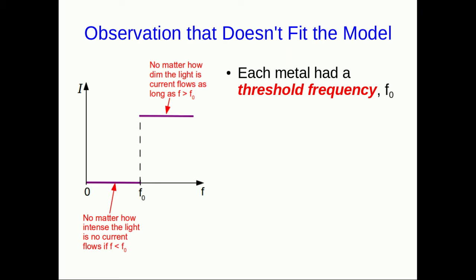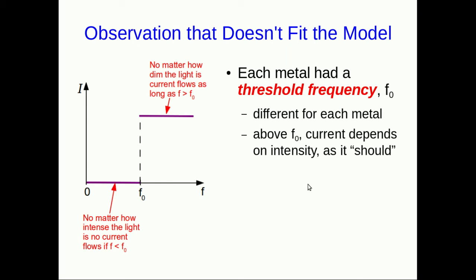Now we come to an observation that just doesn't fit this wave model. It was observed that every metal had a threshold frequency that we'll call F0. And it was different for every metal. And the key thing is that as long as you provided UV light that was of a frequency above the threshold frequency, you would get current flow. In other words, you would have emission of the electrons from the surface of the metal.